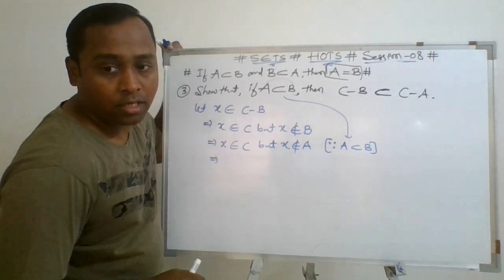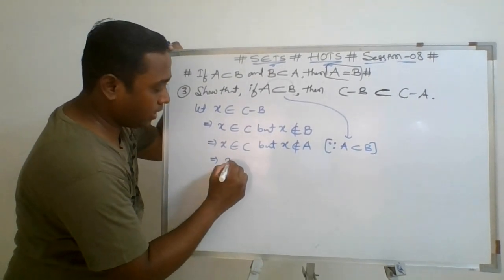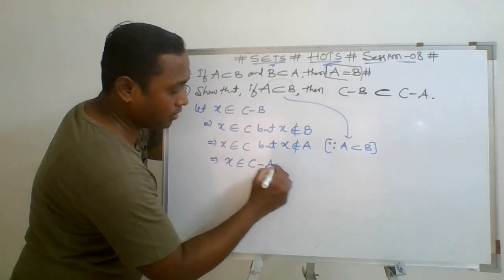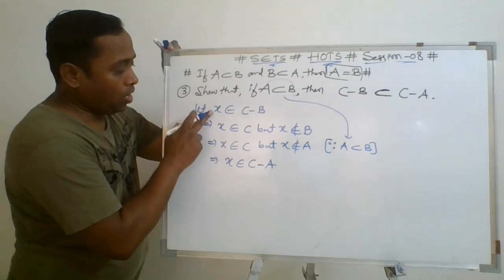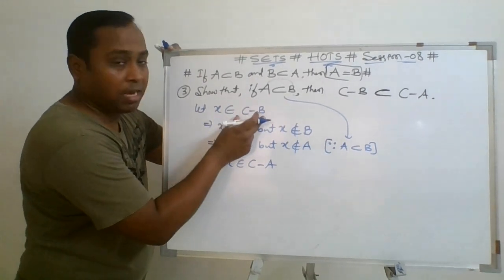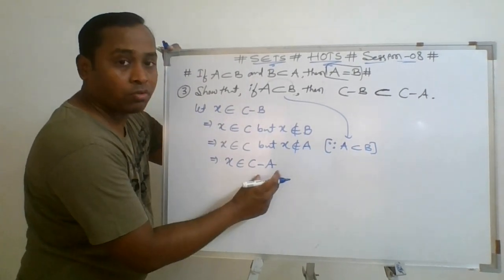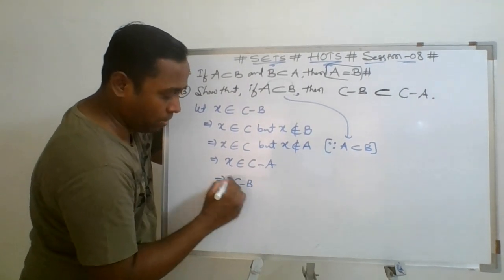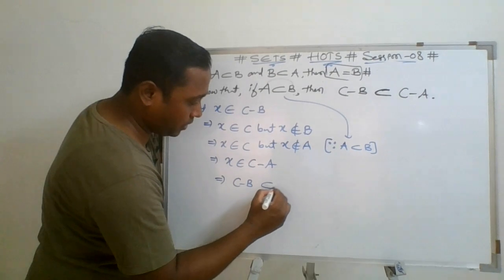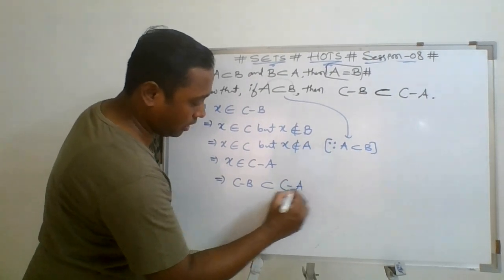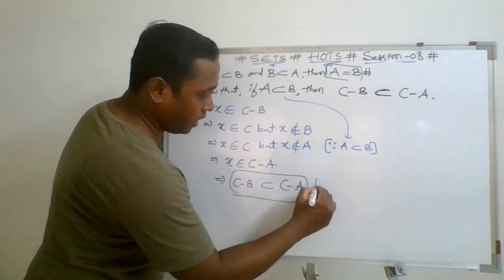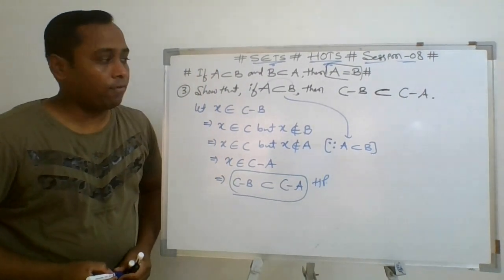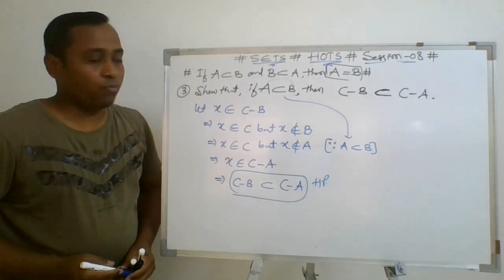Now to compare this, X belongs to C but not in A, so I can write it as C minus A. Now if X belongs to C minus B, it also belongs to C minus A, which implies that C minus B is a subset of C minus A. Hence proved. So I think you have understood the concept very clearly.